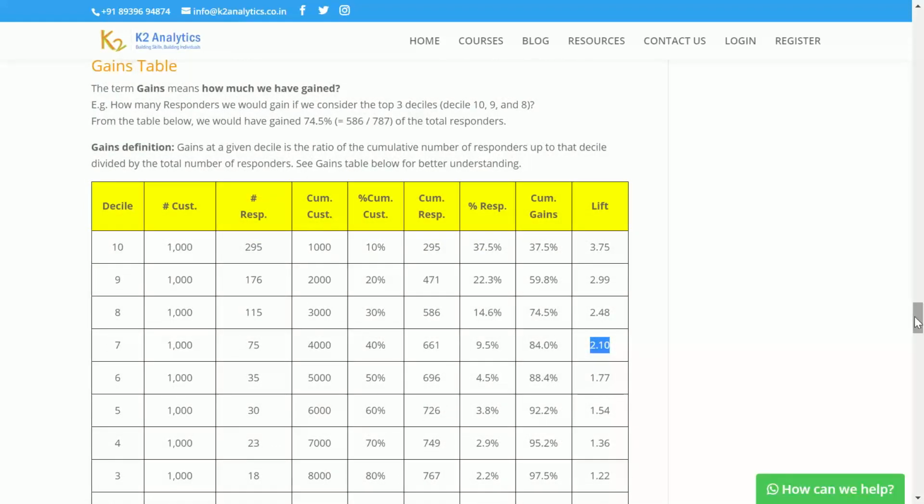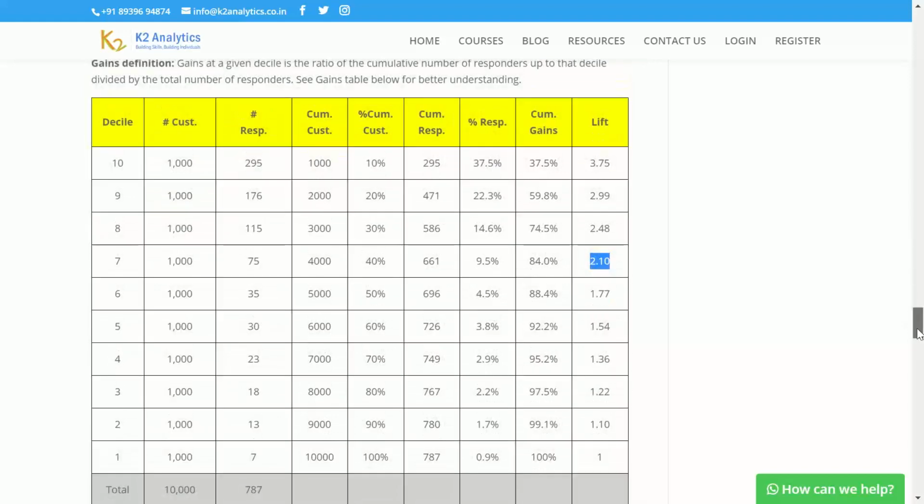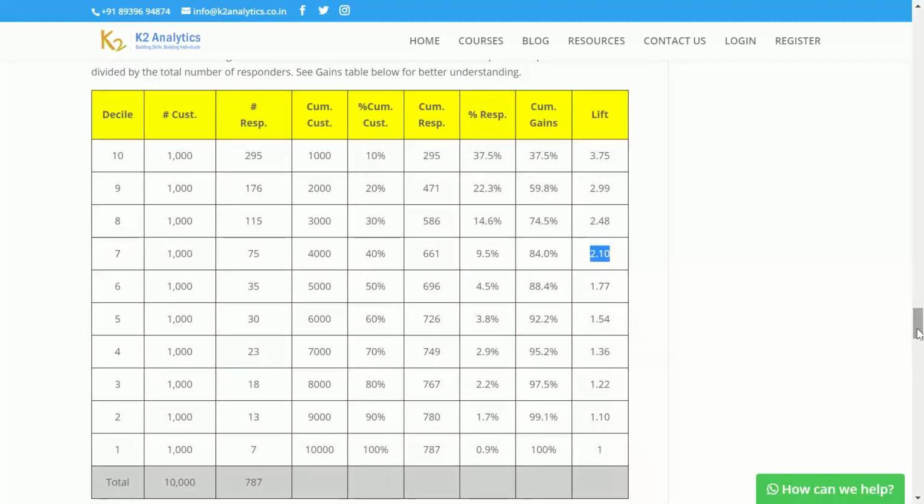Gains is the total number of responders which you are able to capture cumulatively, and we typically put this number in proportion terms, and we call it cumulative gains or simply gains. So this is the complete gains table which we have. Try to calculate these numbers of cumulative gains and lift in Excel. As you start doing the calculation in Excel, you will naturally understand the concept better.